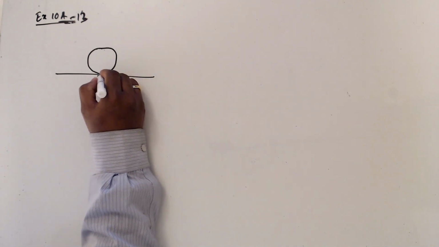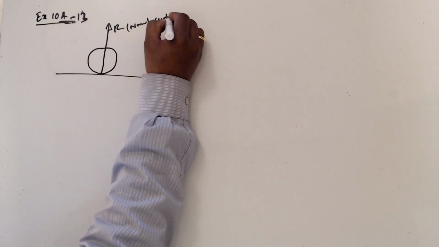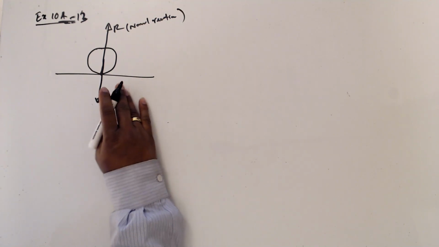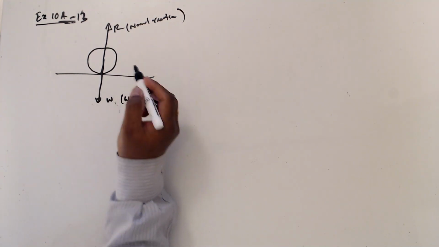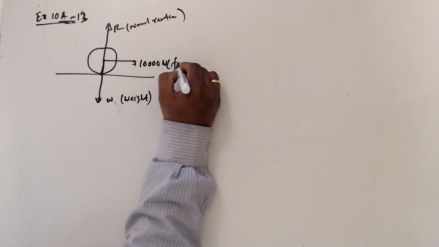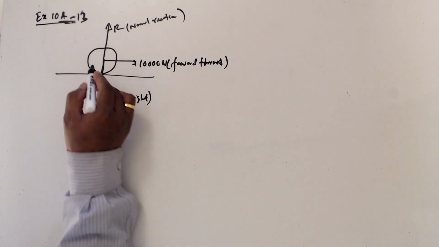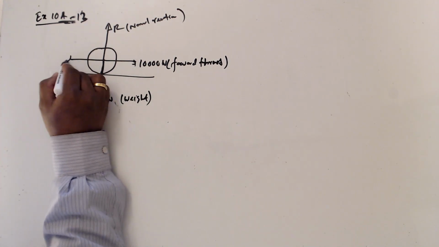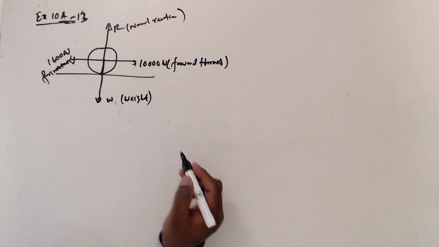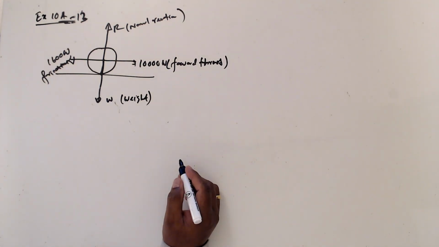It is touching the road, so it has a normal reaction, and this is W, the weight. And the forward thrust of 10,000 Newton. And the friction. Friction is usually what we have to mark, but here we will mark it like this, 1600 Newton friction. And calculate the resultant force acting on the truck.